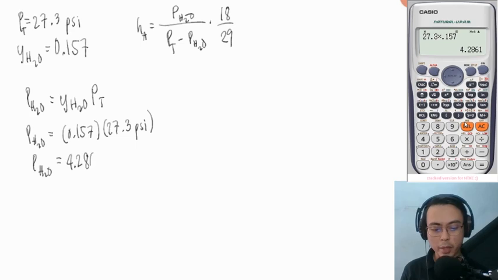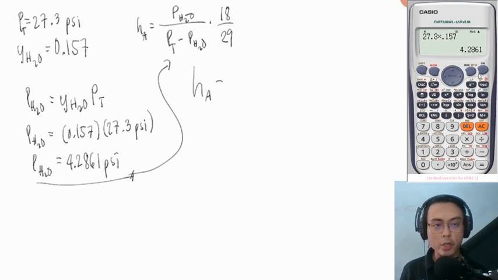4.2861 psi. Substitute to the molal humidity equation. So 4.2861 divided by total pressure 27.3 minus 4.2861, times 18 over 29.